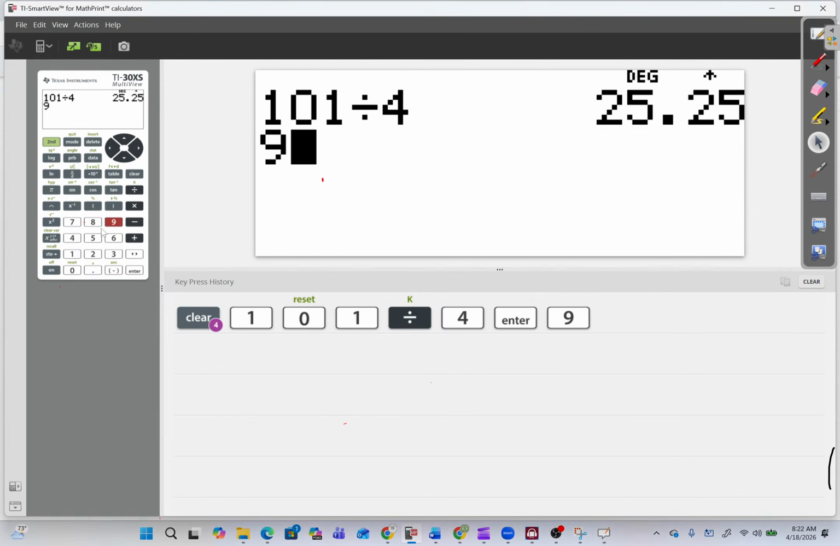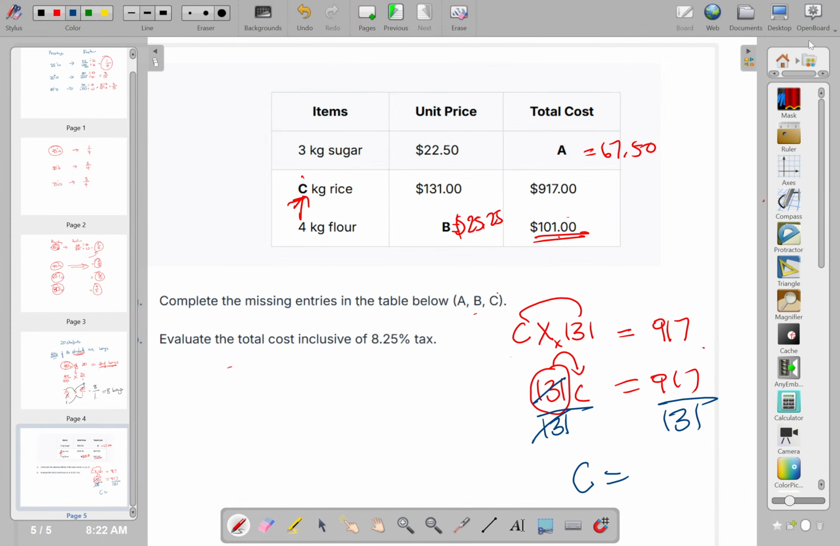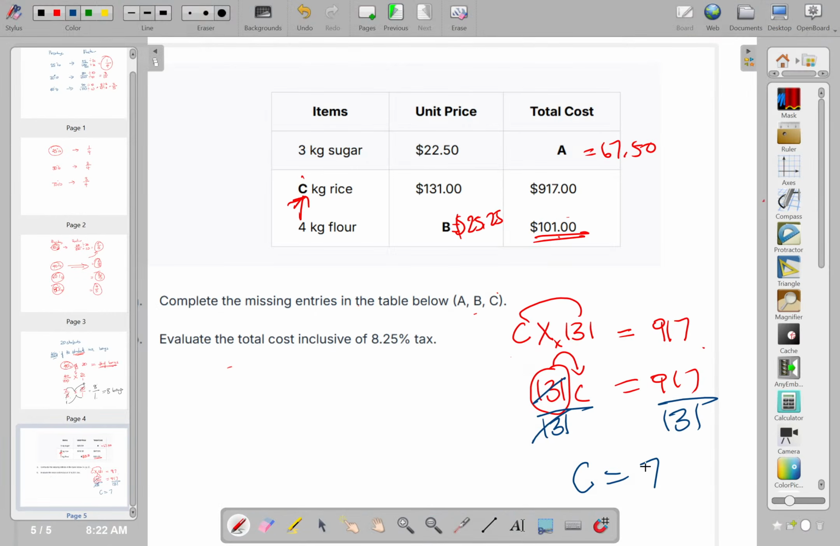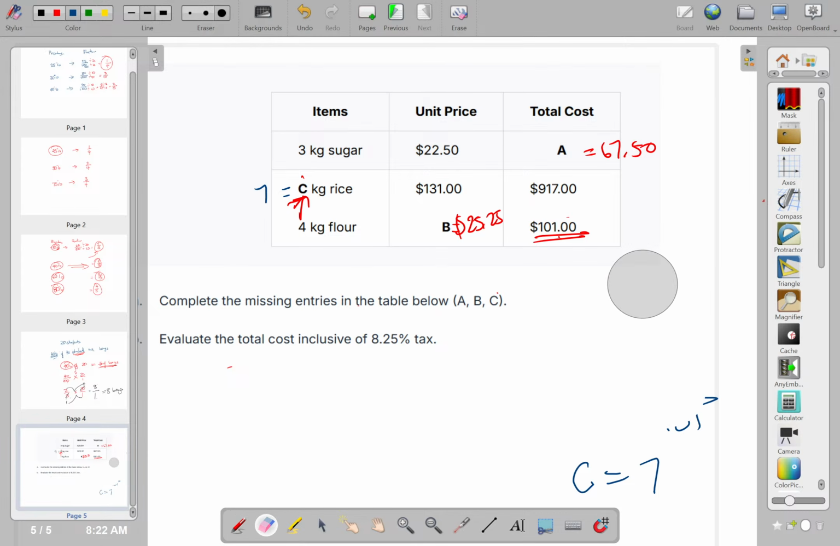I'm definitely not doing that in my head. 917 divided by 131. Yeah, 131. All right, that gives me 7 kilograms of rice we actually bought. Okay, so I hope that makes a lot of sense. All right, so we have everything.